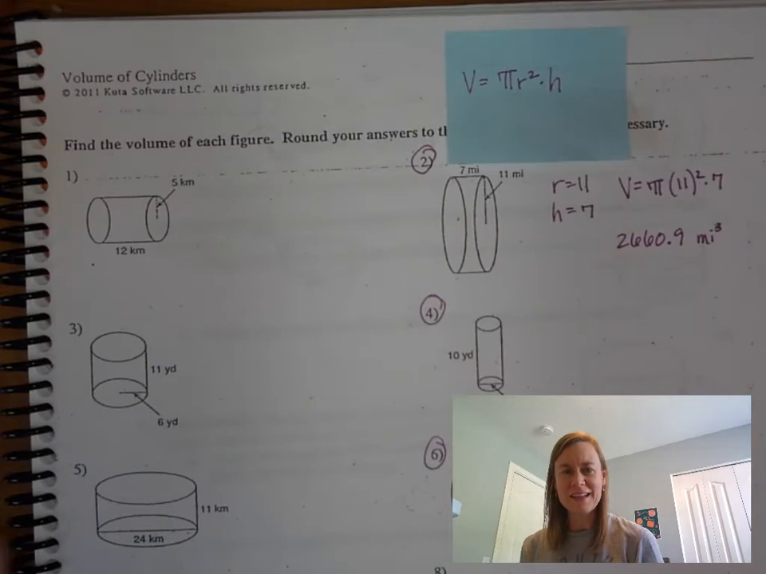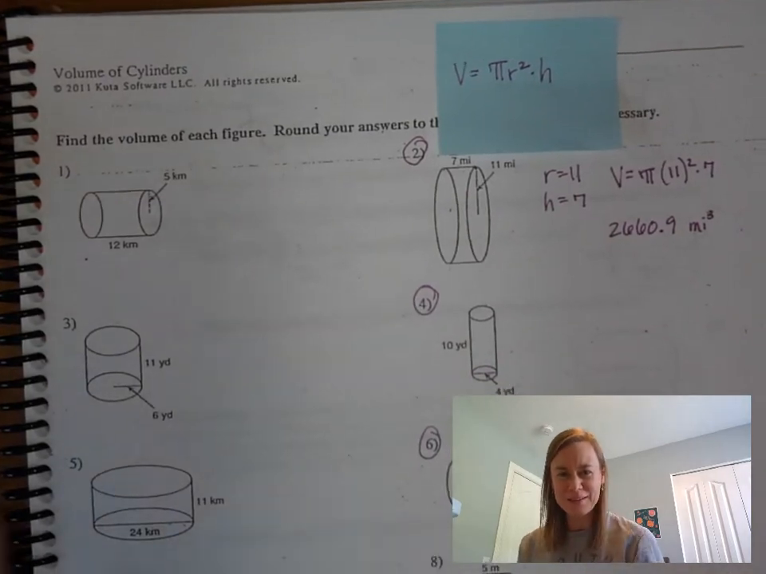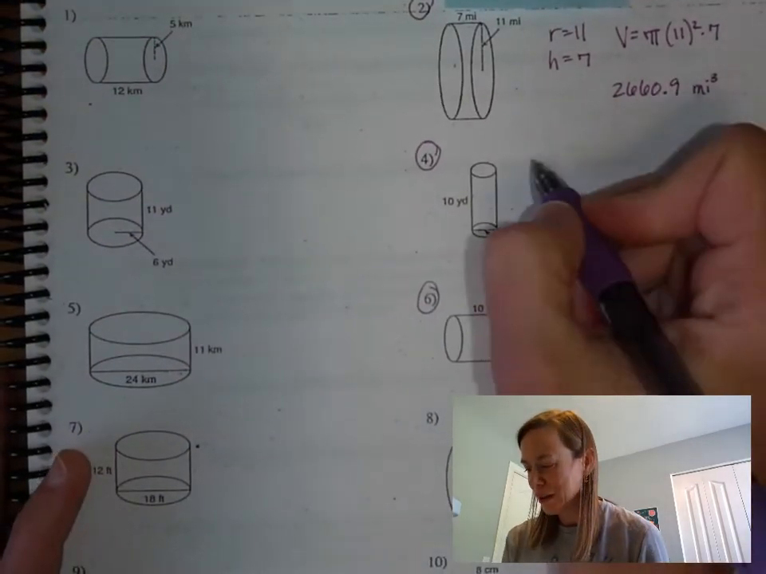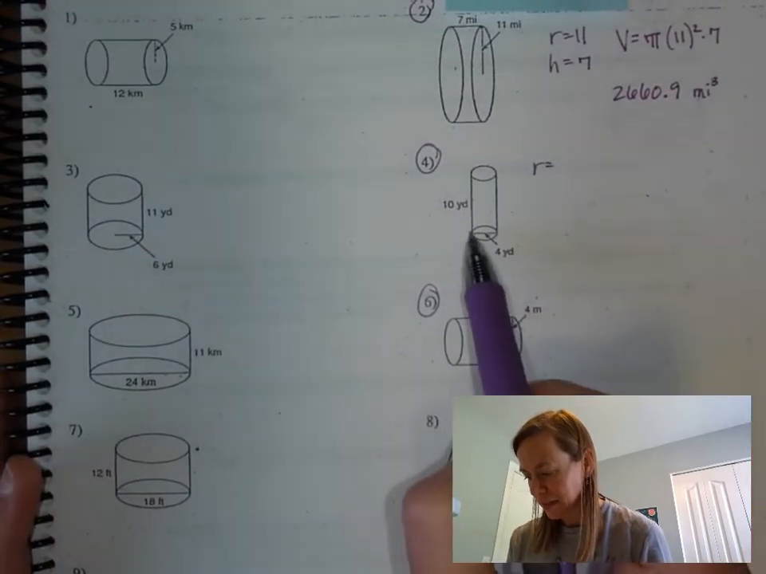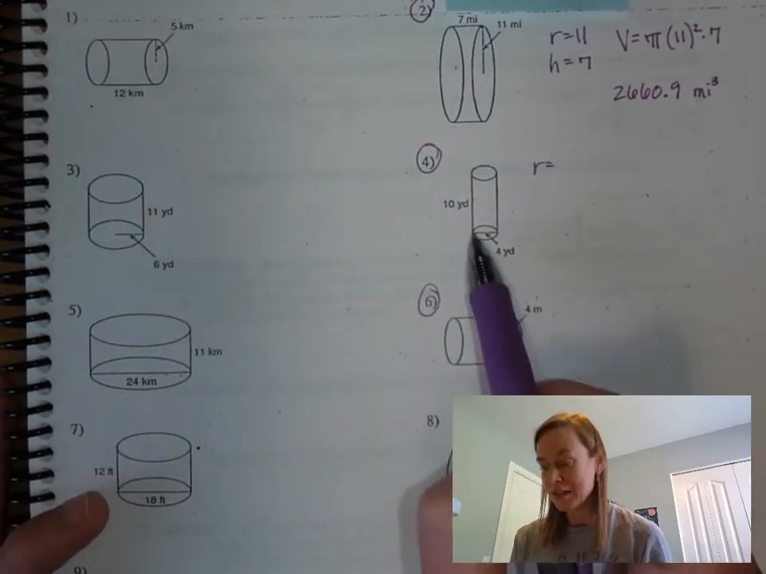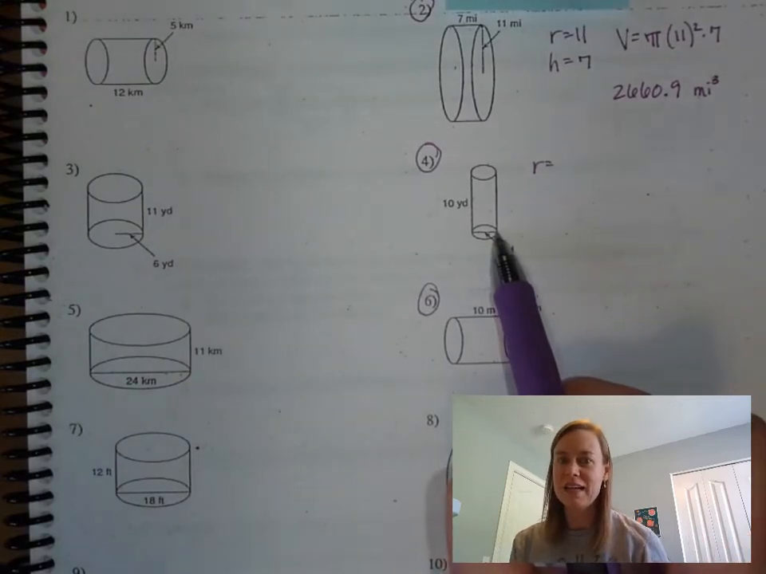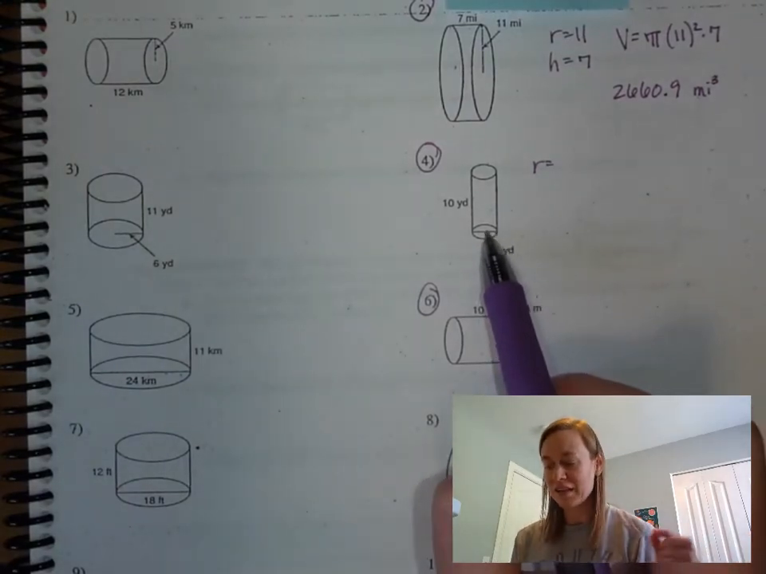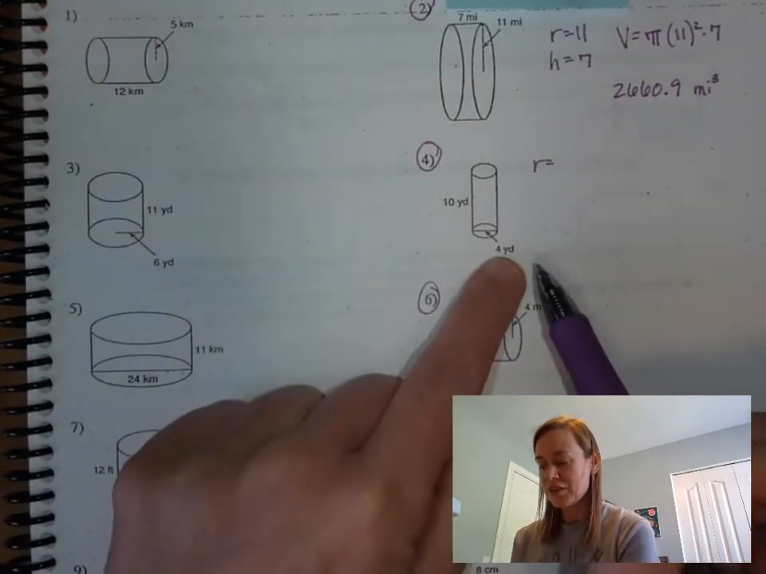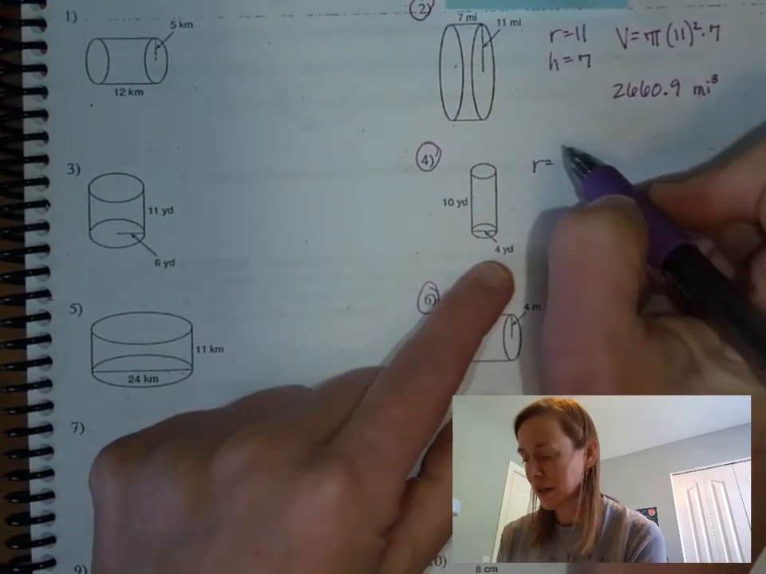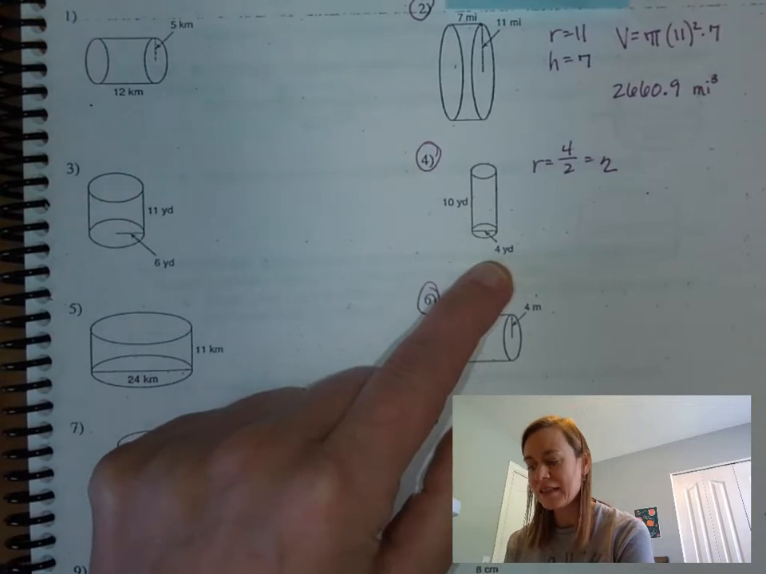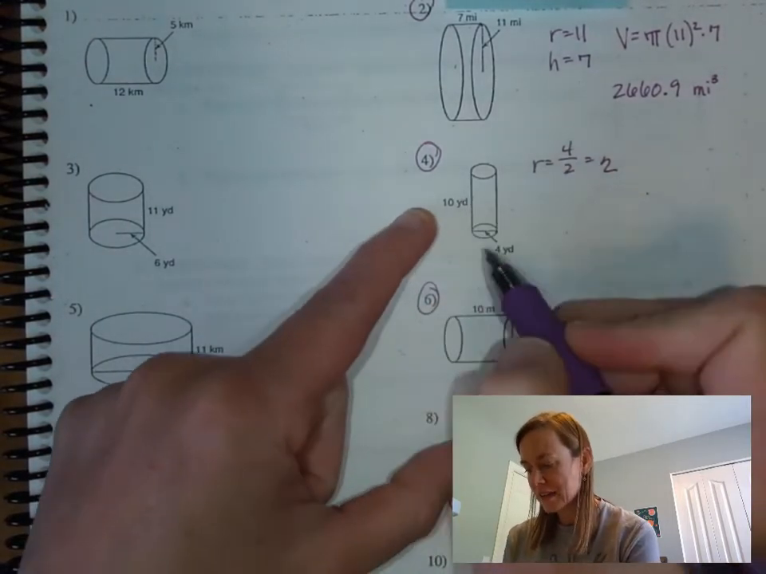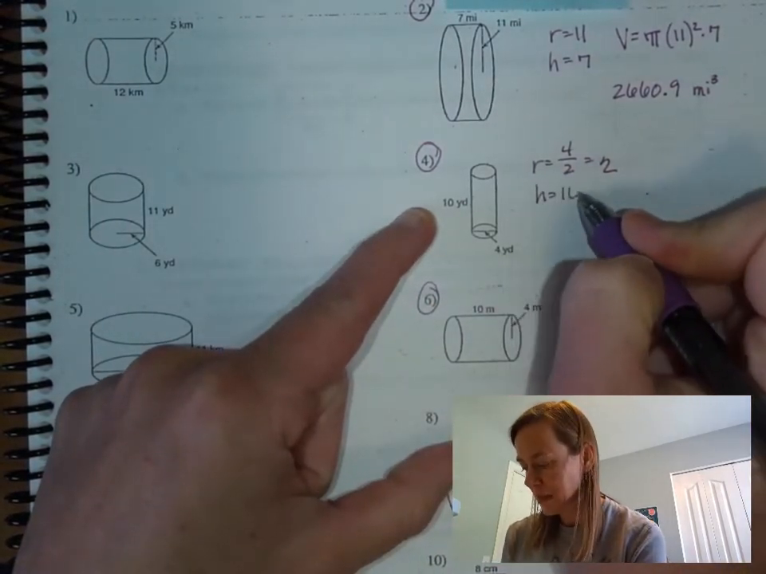Now, number 4 is kind of the same, but it's a little bit different. You have to look carefully. What's the radius in number 4? Well, here's the circle, and the line going across says it's 4, but notice it goes all the way across, so that's actually the diameter. The radius is just going to start in the middle and go across, so to figure out the radius, you're going to have to divide that guy by 2. So 4 divided by 2 equals 2. So our radius equals 2. Our height, that's pretty easy to spot there. That's going to be a 10.